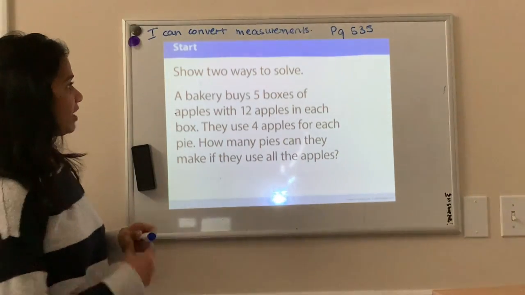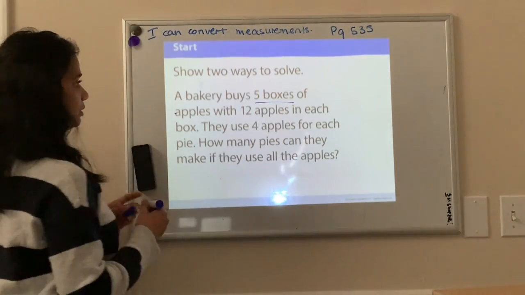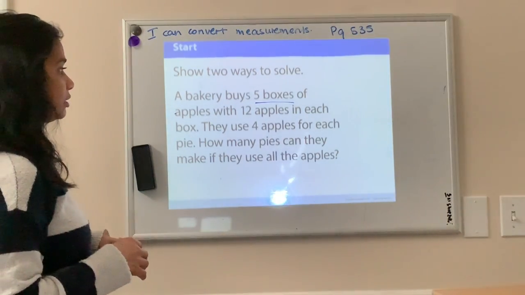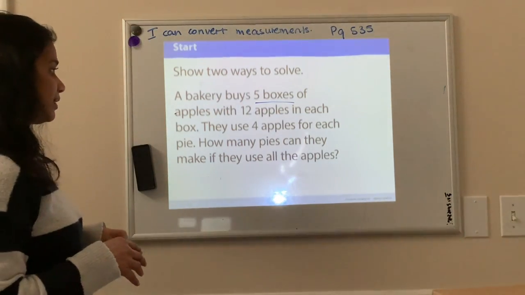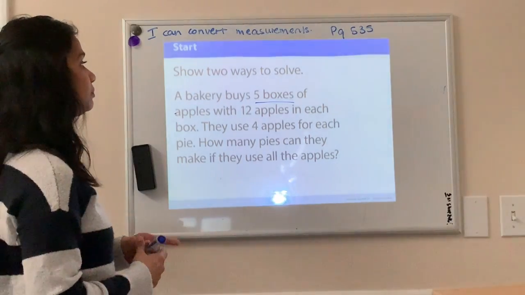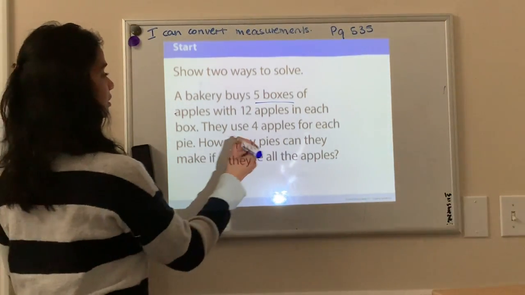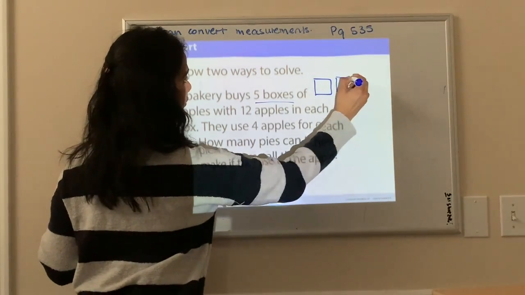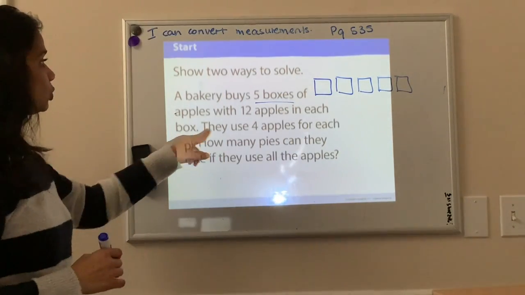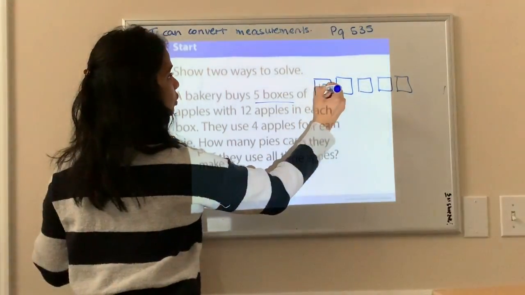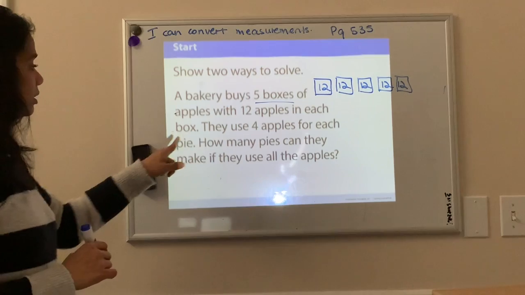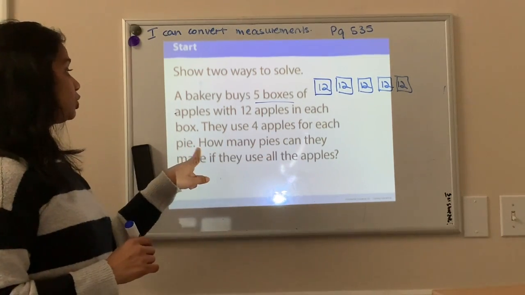A bakery buys 5 boxes of apples with 12 apples in each box. They use 4 apples for each pie. How many pies can they make if they use all these apples? Right? So let's think of this in a real life situation. A bakery buys 5 boxes, 1, 2, 3, 4, 5 boxes of apples with 12 apples in each box. So in each box we have 12 apples. So far so good? They use 4 apples for each pie.